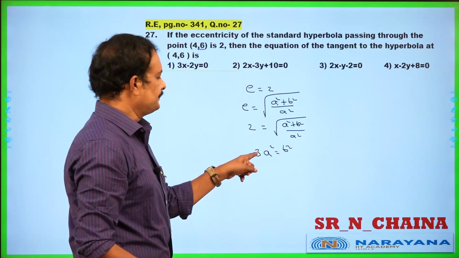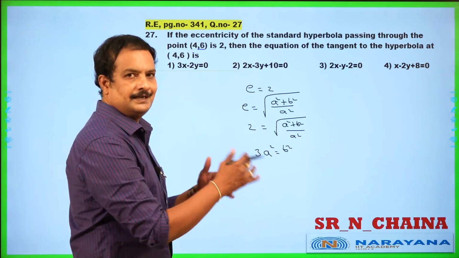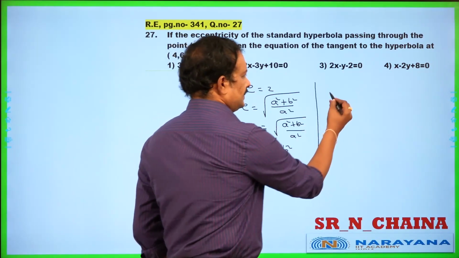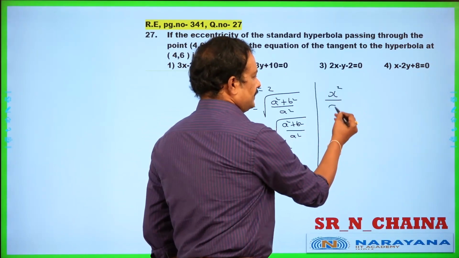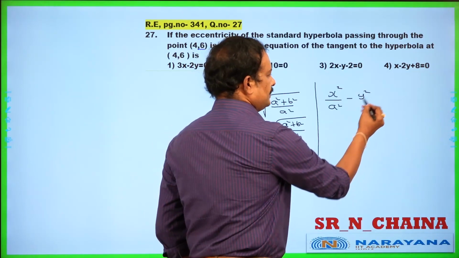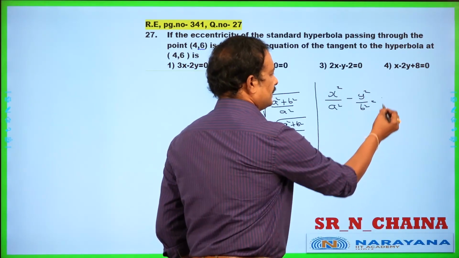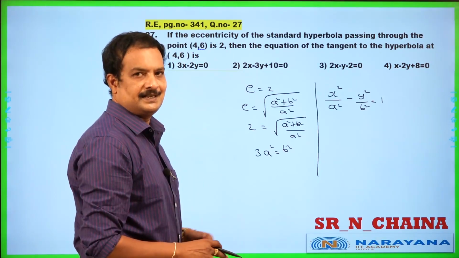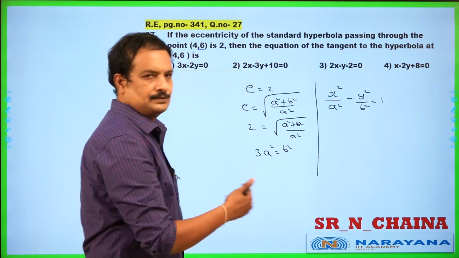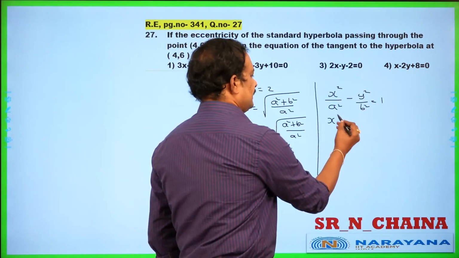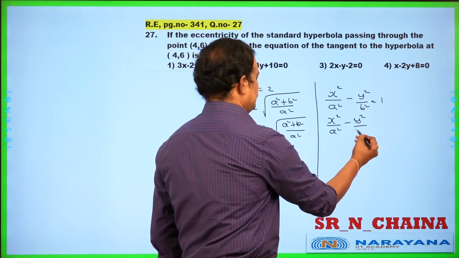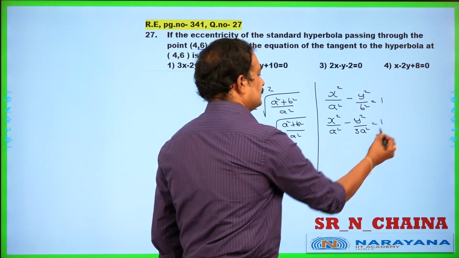Please check this. Okay. So it is the relation between a and b. Now what is the hyperbola equation actually? That is x square by a square minus y square by b square equal to 1. So what is the b square value? That is 3a square. B square is 3a square. Okay, we can substitute that value. So this is x square by a square minus y square by b square, which is 3a square, equal to 1.